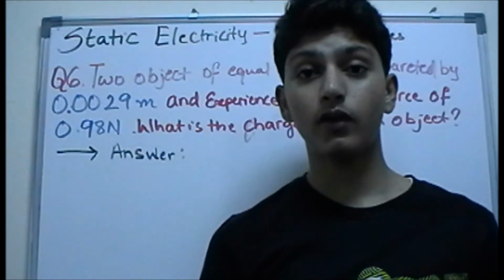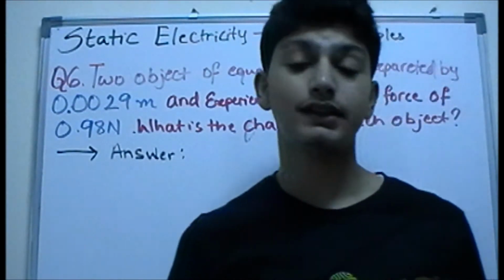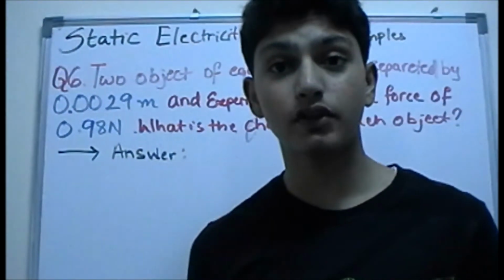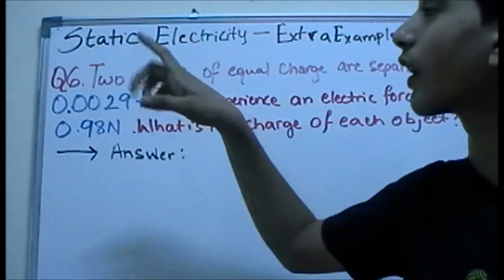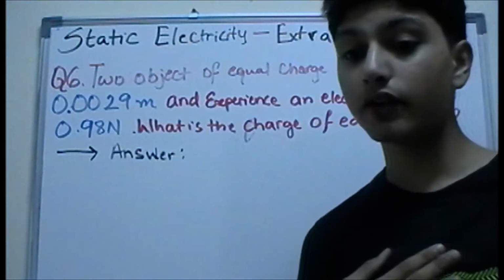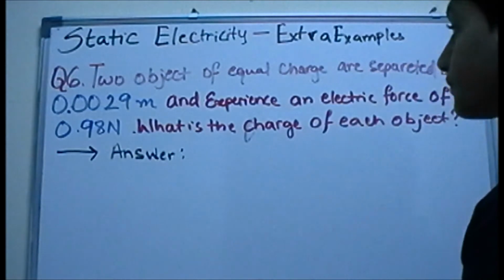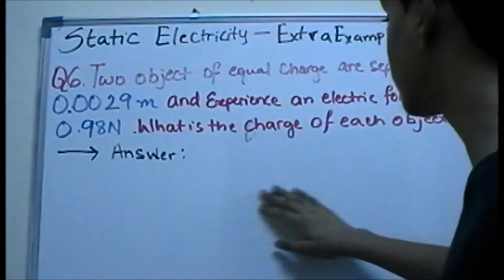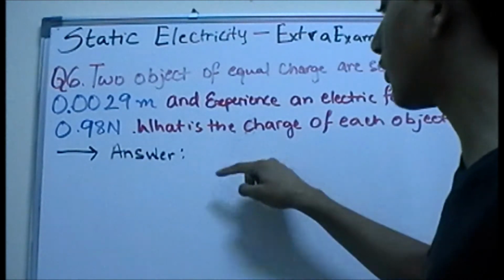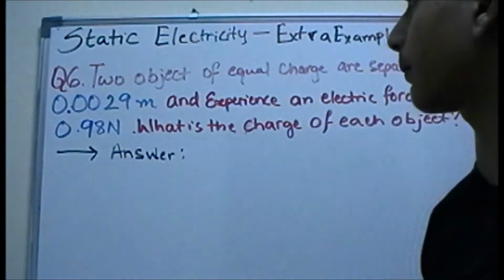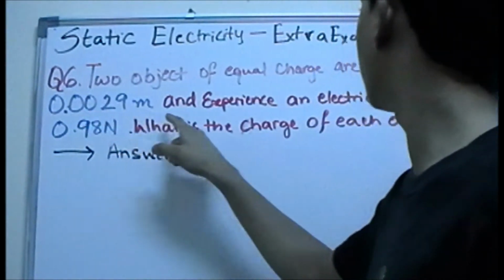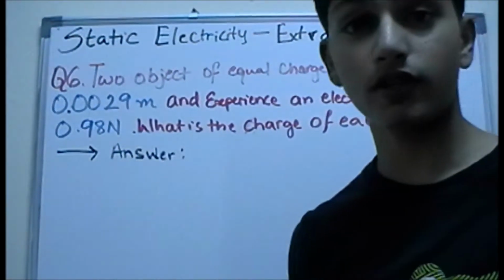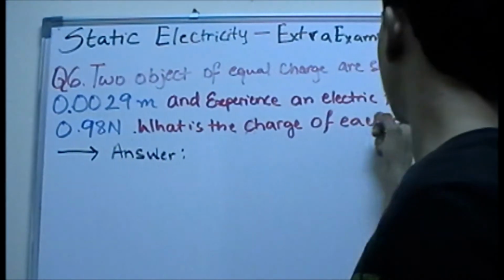Now the formula to solve this is basically easy, but what I want you to know is the steps. You need to follow the steps that we did in the section. I already know how to do this, but let's follow the steps. What's given: write the distance, which is 0.0029 meters, so we don't need to convert that, and the electric force.